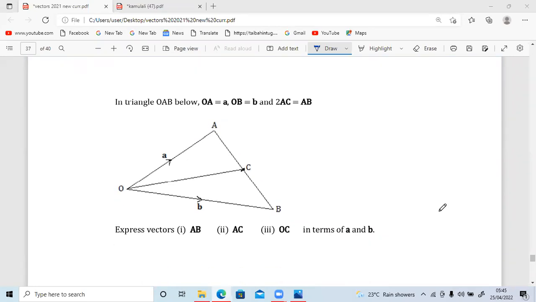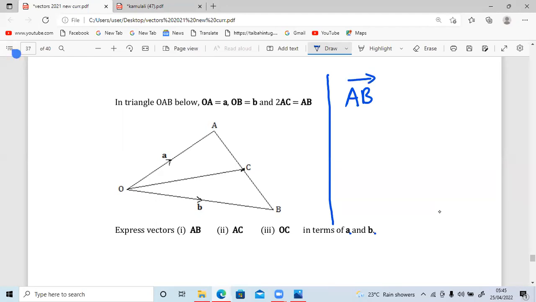When you look at the triangle O, A, B below, they want us to express these vectors in terms of A and B. What am I going to do? Here, you must be very careful with the path, with the loops. Do not cram, but I want you to understand. Like I've told you, when I write AB, it means I start from A, I move towards B. Is that fine? So we want A to B.